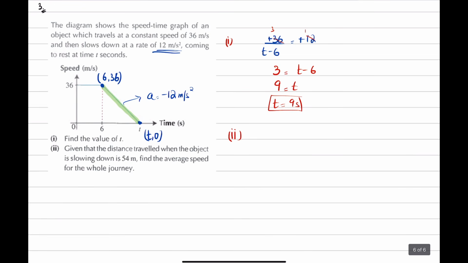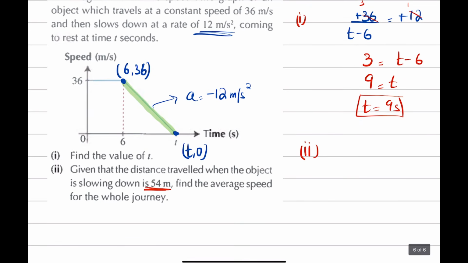Part 2 says, given that the distance traveled when the object is slowing down is 54 meters, find the average speed for the whole journey. So what is this giving us? Given that the distance traveled when the object is slowing down, this is basically just the area of this triangle, the area under the triangle.